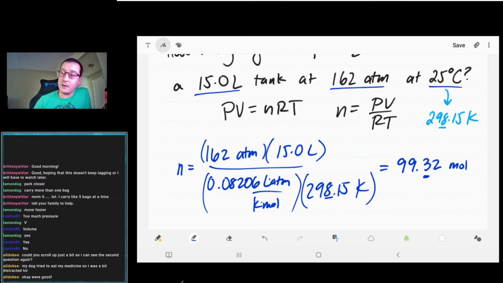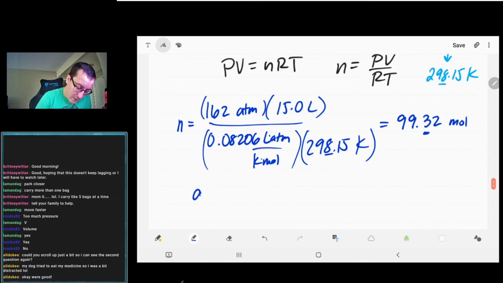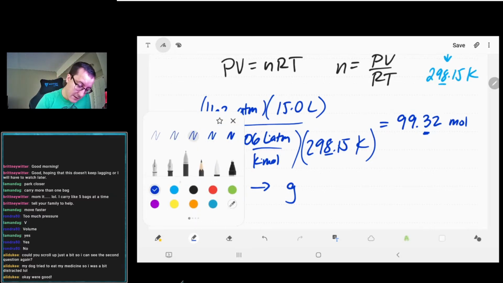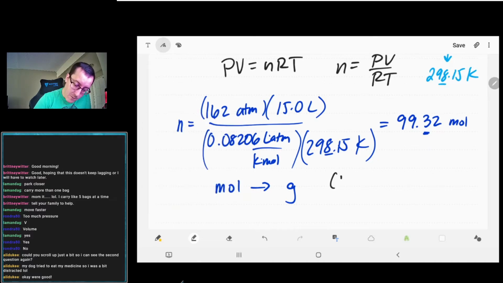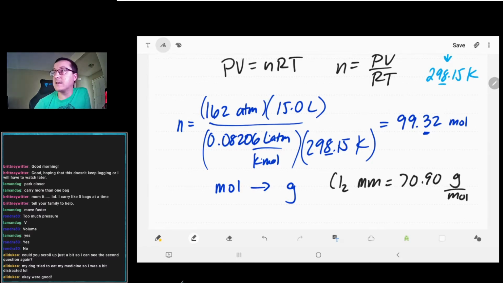However, this is moles. We're asked for grams. So this is just a unit conversion, going from moles to grams. We know we have a conversion, right? That's molar mass. So for Cl2, that's 70.9. Just from the periodic table, take the atomic mass of chlorine, multiply by 2.